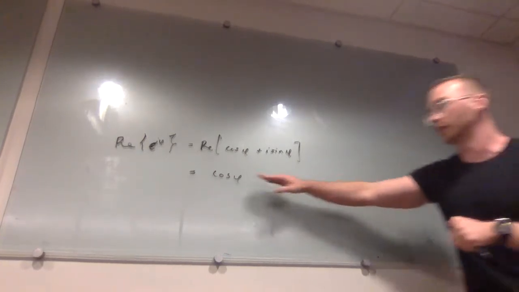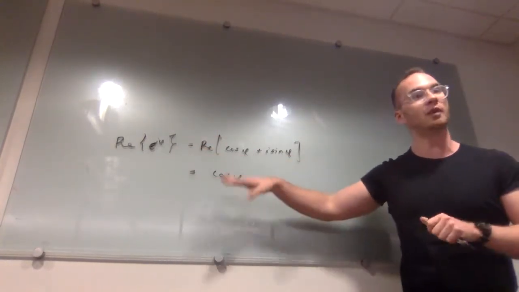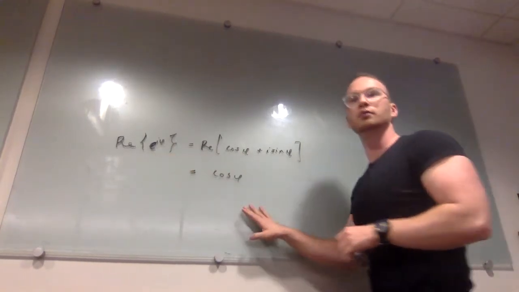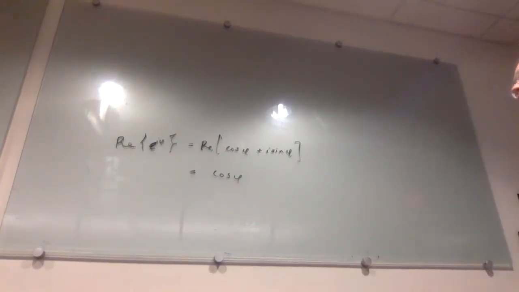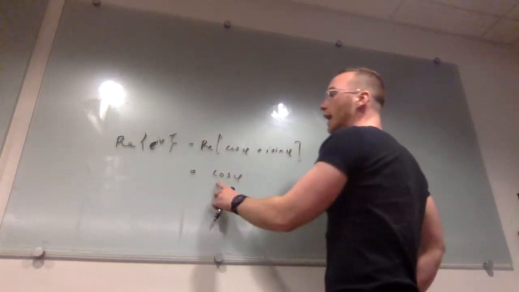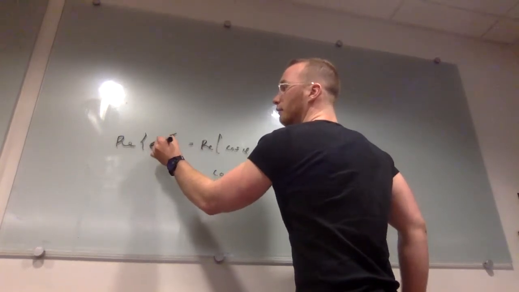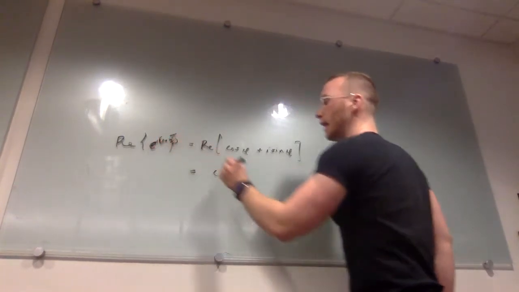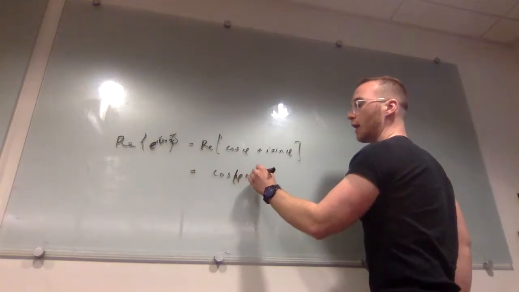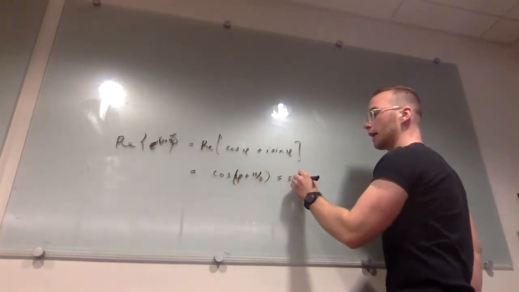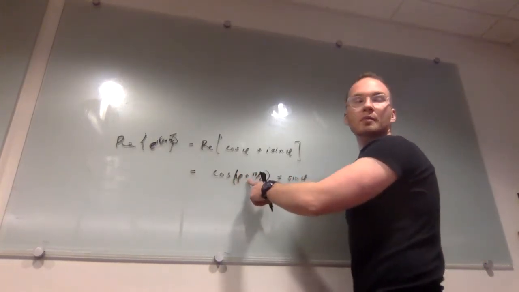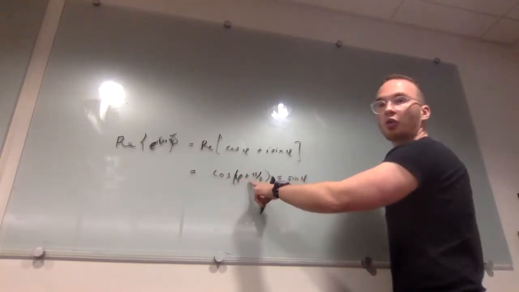This isn't an approximation. This isn't ignoring something. This is literally exactly a true statement. Same thing with the imaginary part. But again, if we wanted to get sine phi out of something, we could always put a phi plus pi over 2, and then this would be cosine of phi plus pi over 2, which is sine phi. It might be a minus sign. I know. Every time I write this, I don't remember if it's a minus sign.